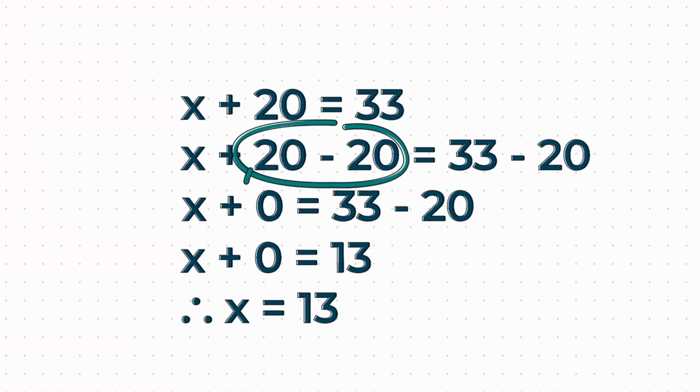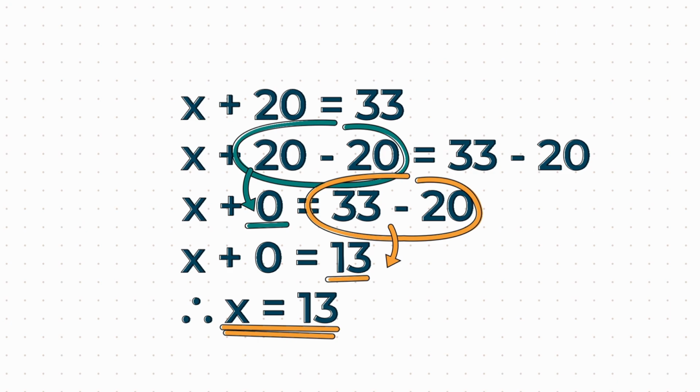20 minus 20 equals 0, 33 minus 20 equals 13. Therefore, x is equal to 13. And that's how you find your x on the avenue. No. That's how you solve a linear equation for x. Right. Or y, or sigma, or whatever symbol is used in the question to represent an unknown number.